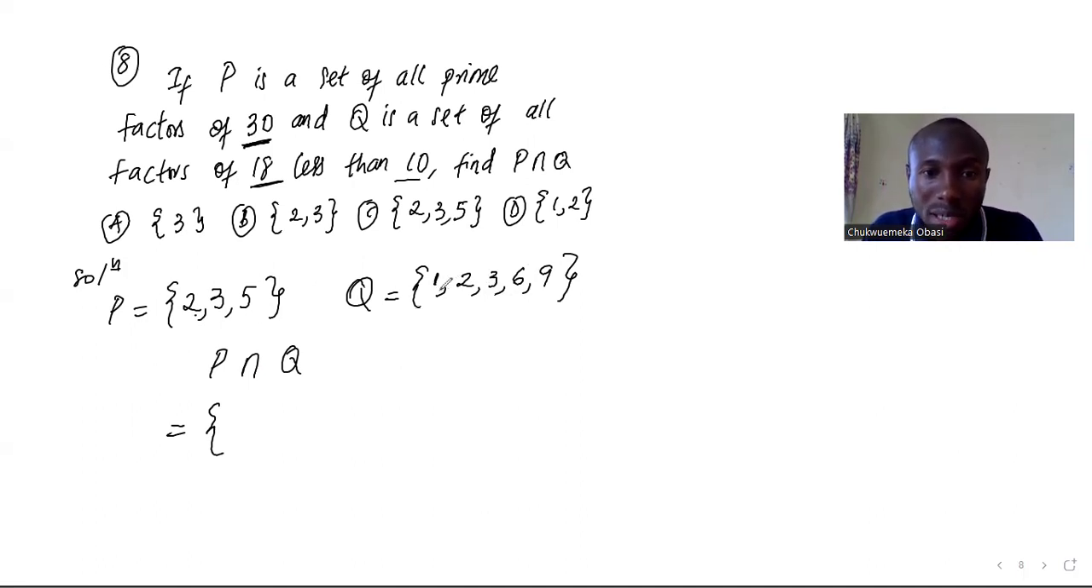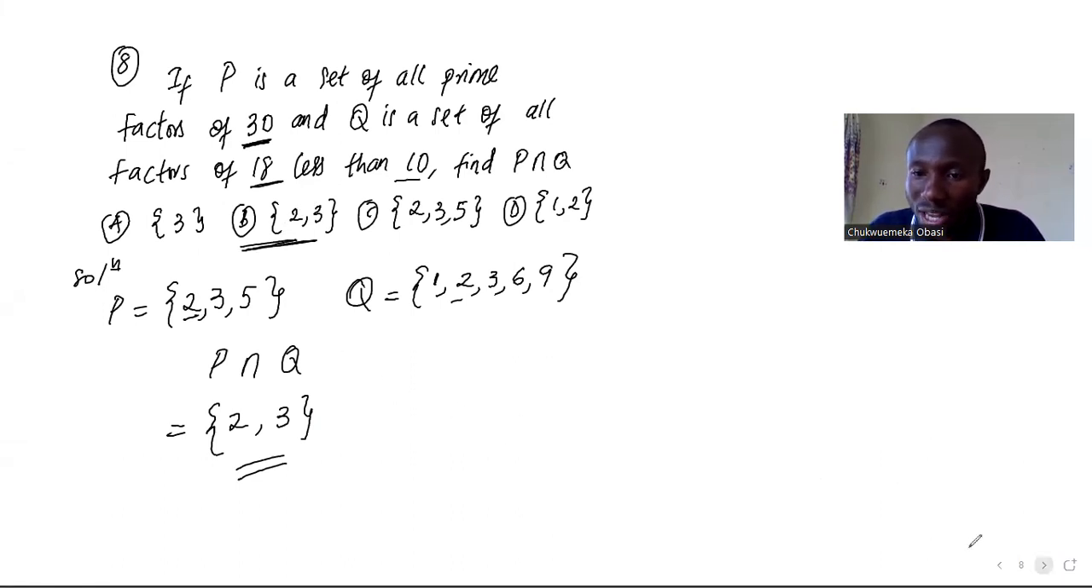Now you see 1 is here and 1 is not here. So 1 is not an intersection. 2 is here and 2 is here. So 2 is an intersection. 3 also is an intersection. Then 5 is not an intersection. So the only intersection we have is 2 and 3. These are the only two elements that set P and set Q have in common. So our answer is going to be option B.